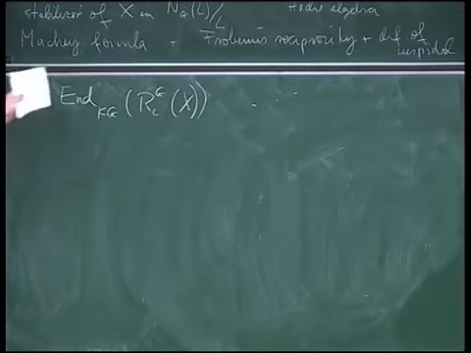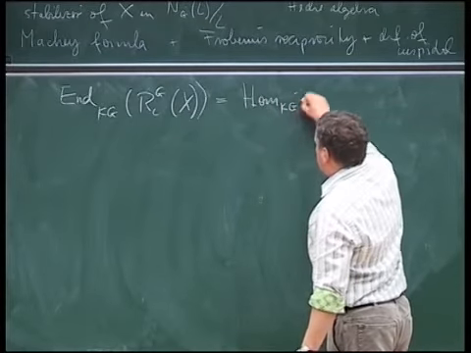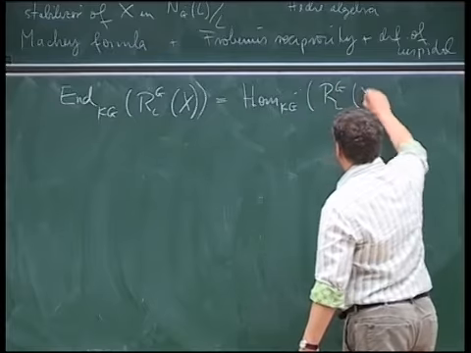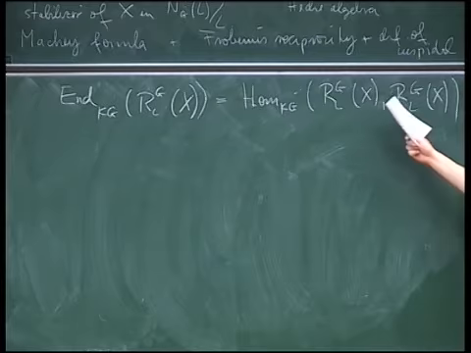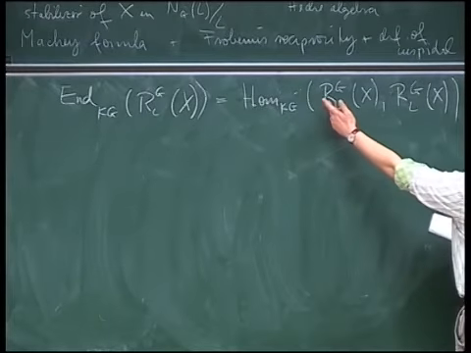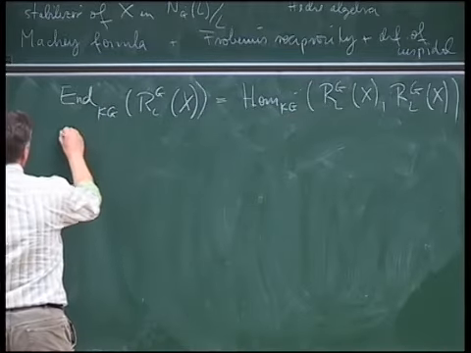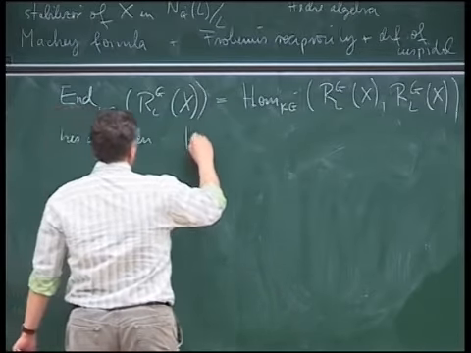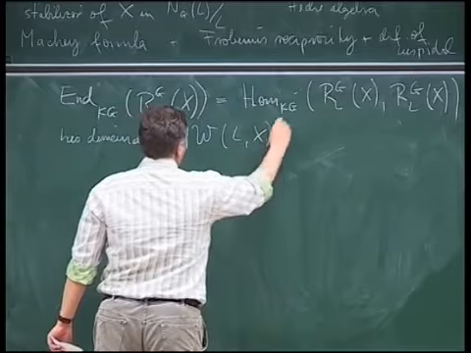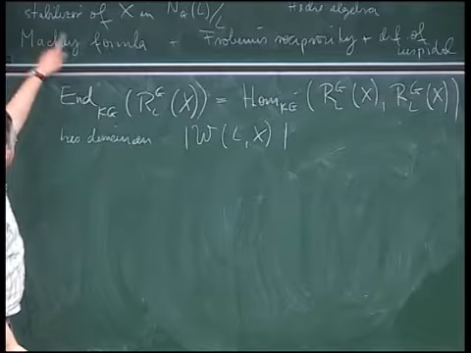So how do you start to use Mackey formula and Frobenius reciprocity here? So this is Hom of K G, R L G X, R L G X, and then you use Frobenius reciprocity to move down to K L, and then you use the Mackey formula to decompose the space. So this I leave as an exercise, but what you find is that this has dimension the order of this group. So this is a first indication that this algebra has something to do with this group.